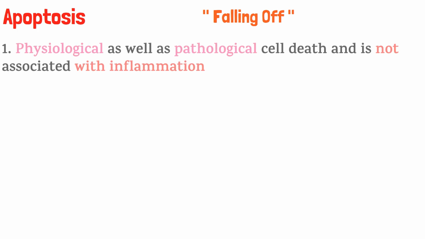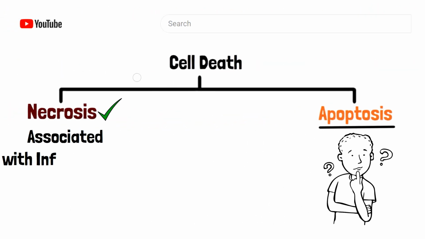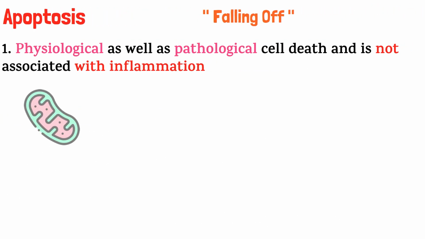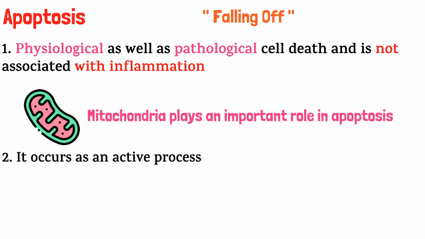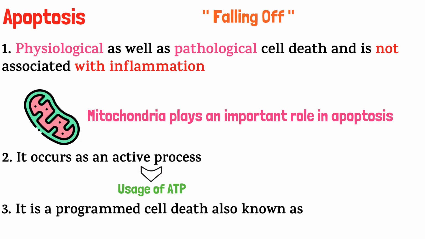Apoptosis is a Greek word which means falling off. It is physiological as well as pathological cell death and is not associated with inflammation, unlike necrosis, which is associated with inflammation. The hero of this process is the mitochondria because it plays an important role in the process of apoptosis, which we will discuss later in the video. Apoptosis occurs as an active process, which means there is usage of ATP. It is a programmed cell death, also known as caspase-dependent programmed cell death.